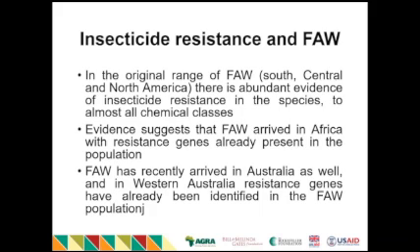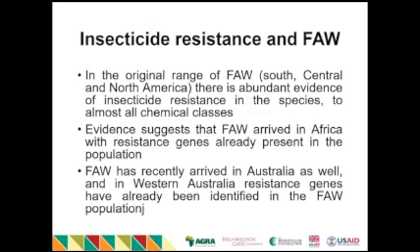We've also seen evidence that suggests that fall armyworm, when it first arrived in Africa a couple of years ago, the resistant genes were already present in that population that arrived here, and so those genes have then spread right throughout the continent. Fall armyworm has only very recently arrived in Australia as well, and in Western Australia, for example, they've already managed to identify the resistant genes in the fall armyworm population in Western Australia.